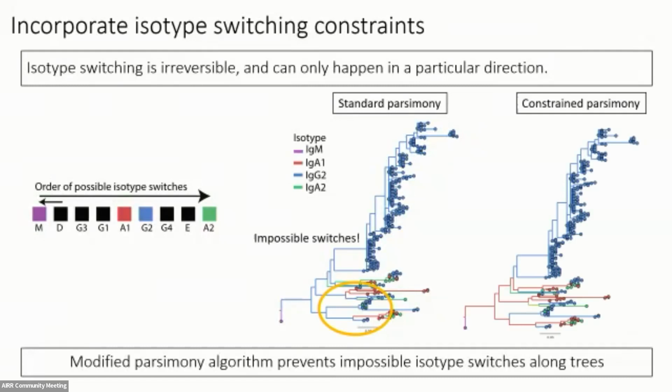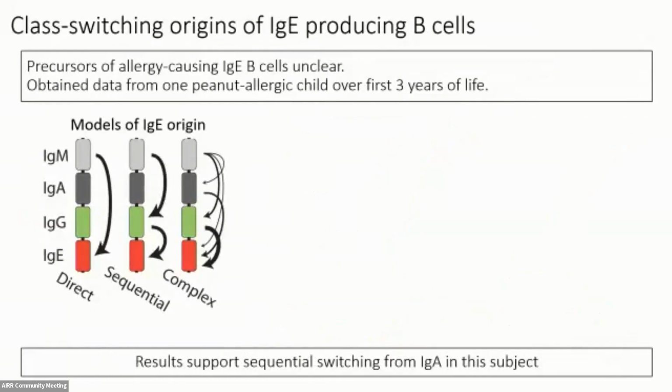So we developed a constrained maximum parsimony algorithm that forbids switches that occur in impossible directions. And this allows us to more accurately reconstruct the series of switching events along the tree. We used this to investigate the class switching origins of IgE producing B cells. So IgE is the primary isotype in food allergies. And there are a couple of different models for how it arises.